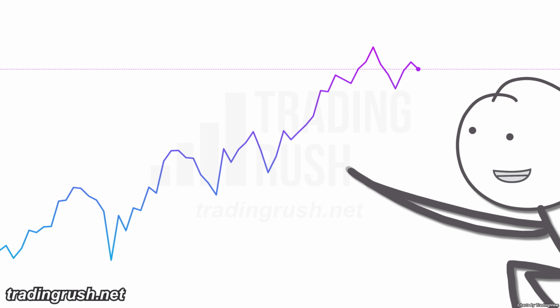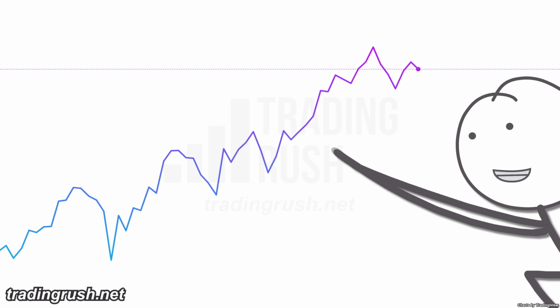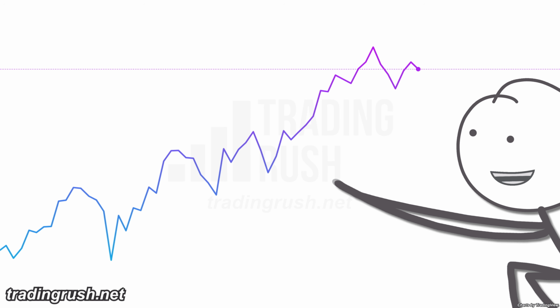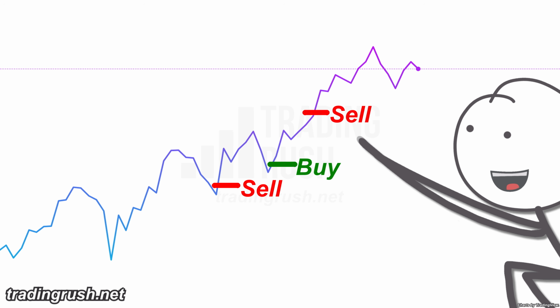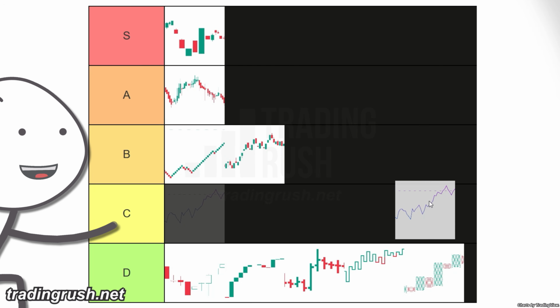Number 2. Sometimes I like to avoid all the candles and other charts and just look at the pure up and down price movement. I use a simple line chart to do that. It's probably the second most used chart type in my trading journey, but being simple also makes it kind of useless. I mean, I don't use it when it comes to analyzing and taking trades. So I will put it in the C tier.